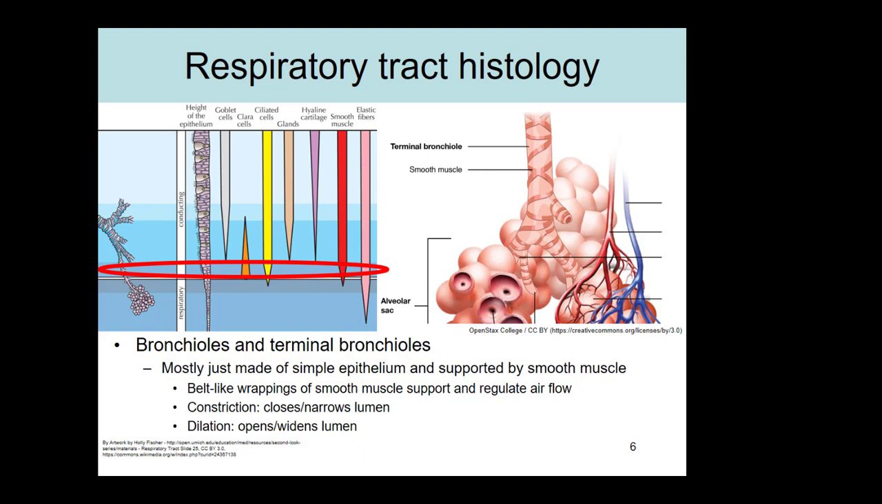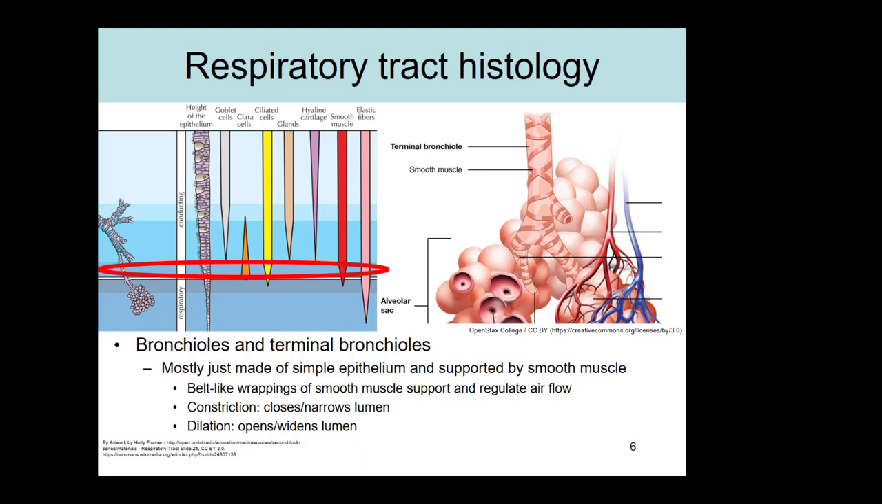The histology of the bronchioles and terminal bronchioles is very different than the histology of any of the bronchial tree above it. And that's because at this point, these tubes are so small, the wall is very, very thin. So bronchioles and terminal bronchioles are mostly just composed of a layer of simple epithelial tissue, and maybe some muscle on the outside of the epithelial tissue.